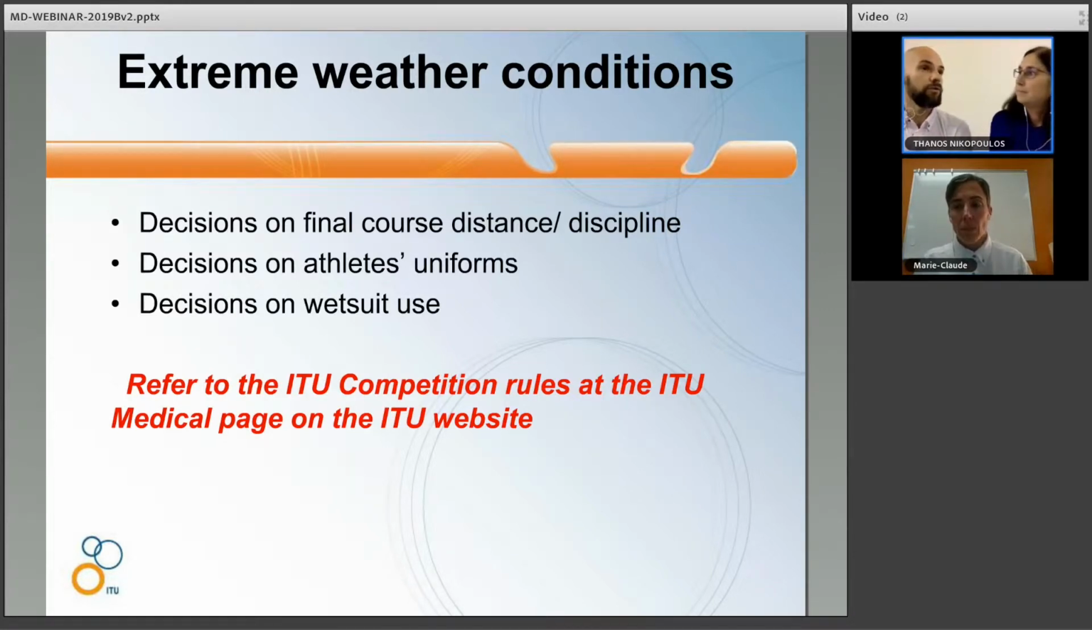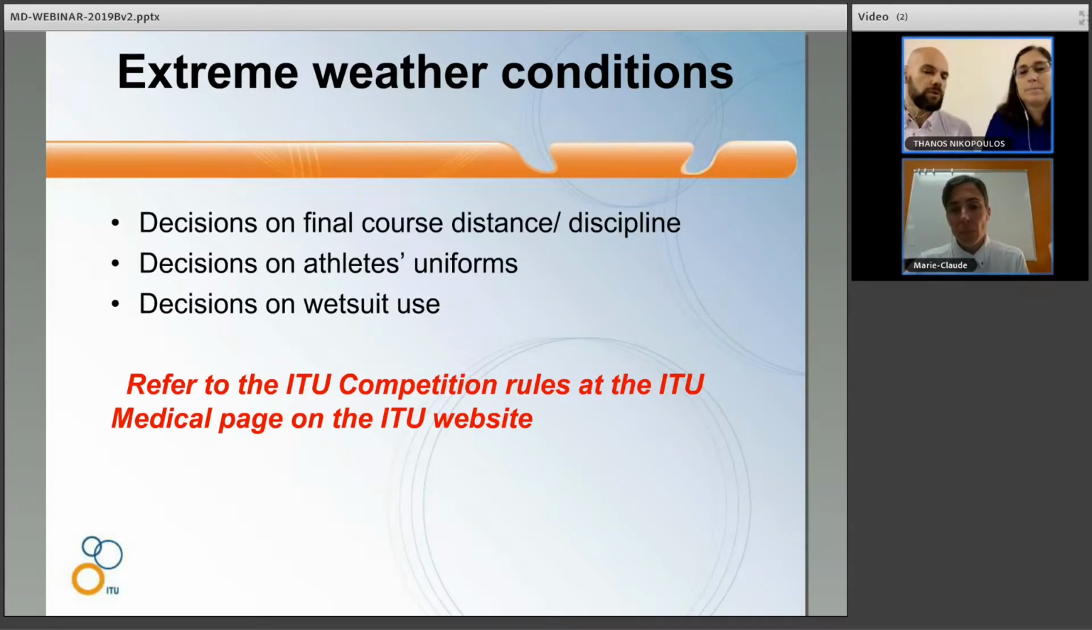You again have the authority to take decisions on the athletes' uniforms. So, for example, if you have extreme cold conditions, you can oblige the athletes to use arm warmers or specific clothes to protect themselves. And obviously, you are taking decisions with the race referee on the wetsuit, or overruling even these rules. For example, in cases where it may be allowed to have a wetsuit, but it's so warm outside, this is not recommended. So again, with the technical delegate, you will be able to make decisions.